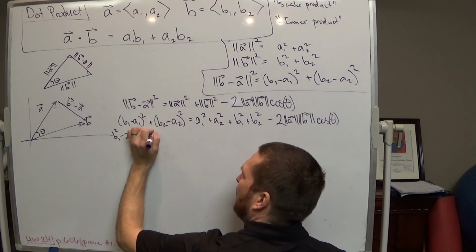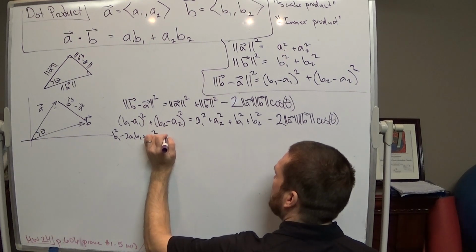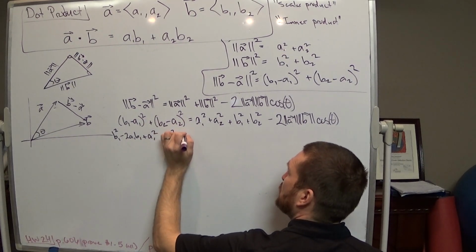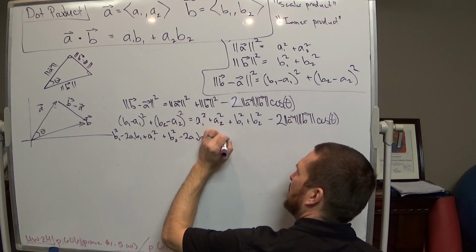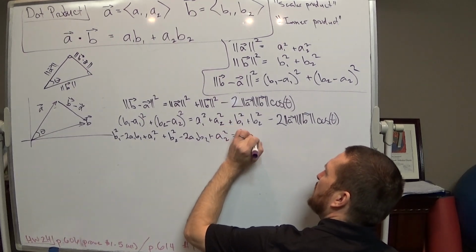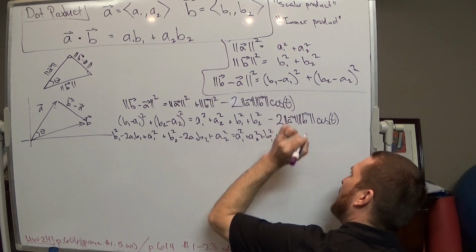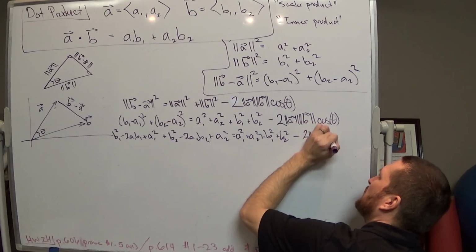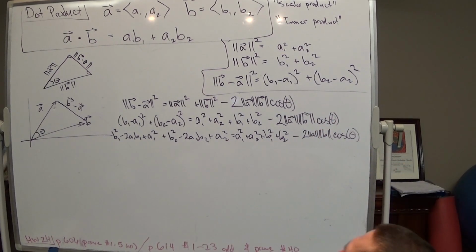Plus that squared. Check me on that. I don't want to mess this up. Okay, now b2 squared minus 2a2b2 plus a2 squared equals a1 squared plus a2 squared plus b1 squared plus b2 squared minus 2 magnitude a. I'm going to stop doing the little arrows because I'm sick of it. Okay, here we go. Just for right now.